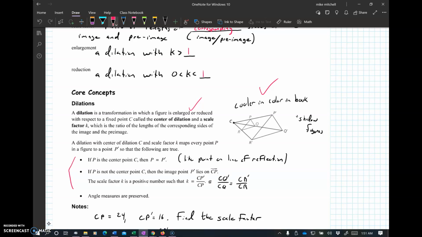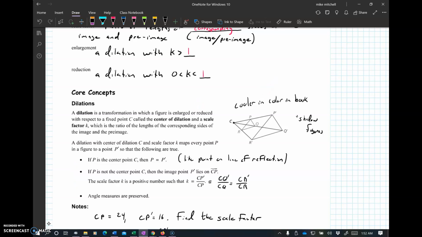A dilation with a center of dilation C and scale factor K maps every point P in a figure to a P prime and so on, so that the following are true. This first one, if P is the center point C, then P equals P prime. So they're basically saying if the center of dilation and point P are the same, P and P prime are the same. That's like a point on the line of reflection that we did earlier.